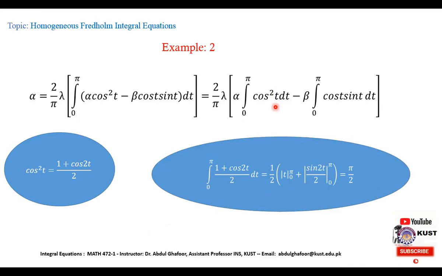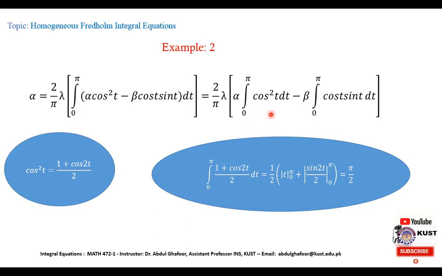So the integral from 0 to pi of (1 plus cos 2t) divided by 2 dt. Here 1 by 2 is a constant, so 1 by 2 times the integral of 1, which is t from 0 to pi, and the integral of cos 2t will be sine 2t divided by 2 from 0 to pi. From the first term we are just getting pi, because pi minus 0 is just pi, and from the second term sine 2 pi equals 0, and minus sine 0 equals 0. So we are getting just pi by 2 from this integral.